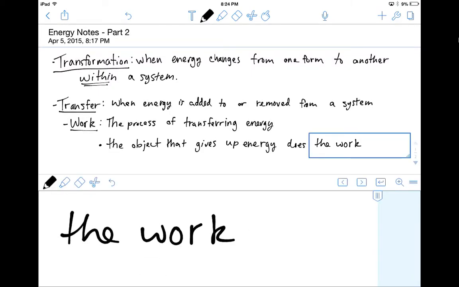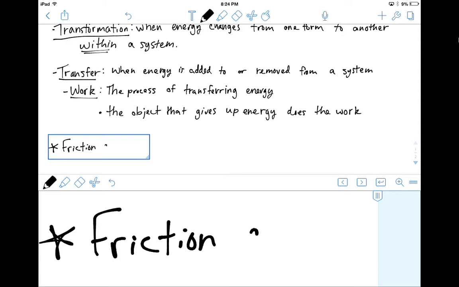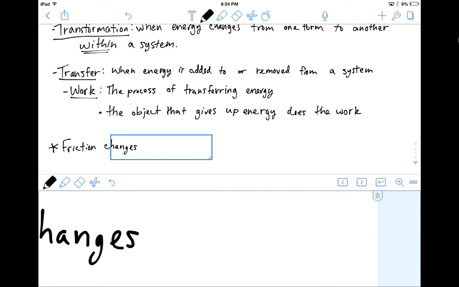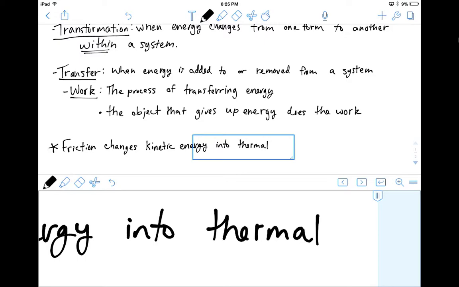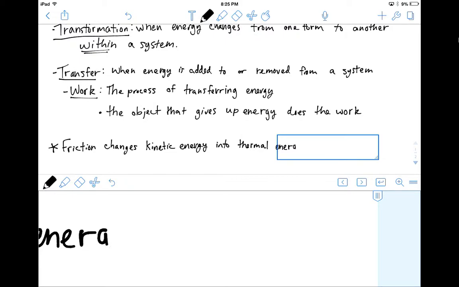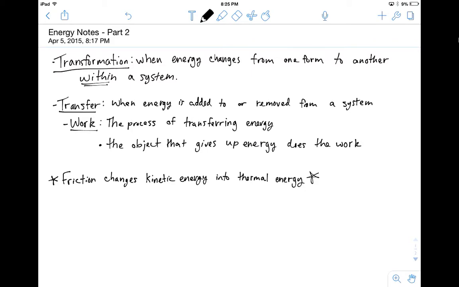Okay, and then I want to put one kind of bonus note down here at the bottom, okay? And so we'll put like, this is a little star. We talked about this, but remember this, that friction, remember that we just started talking about friction last time, okay? Friction changes kinetic energy into thermal energy. Okay, so put that down there. We want to remember that. Friction changes kinetic energy into thermal energy. And remember that we added thermal energy onto the board up top. All right, there's your notes. Let's see how I did.